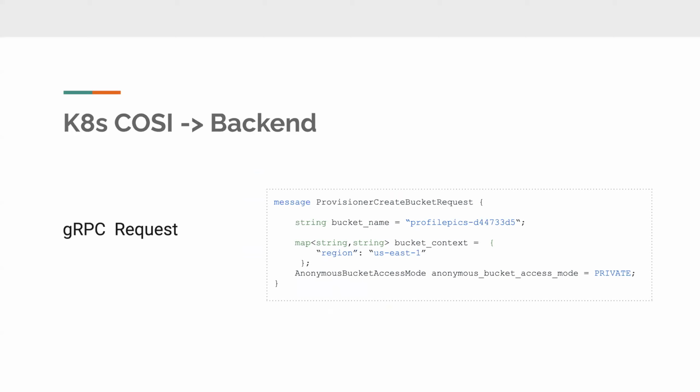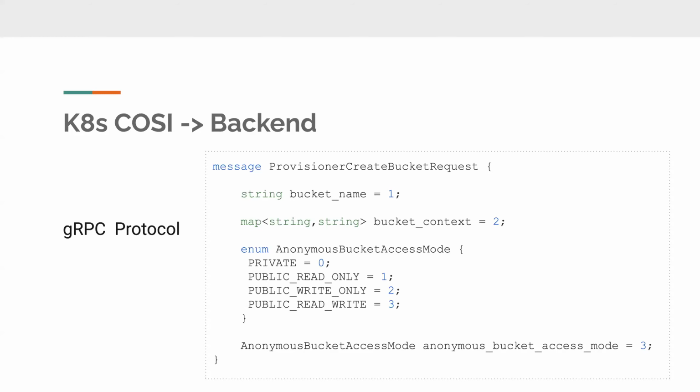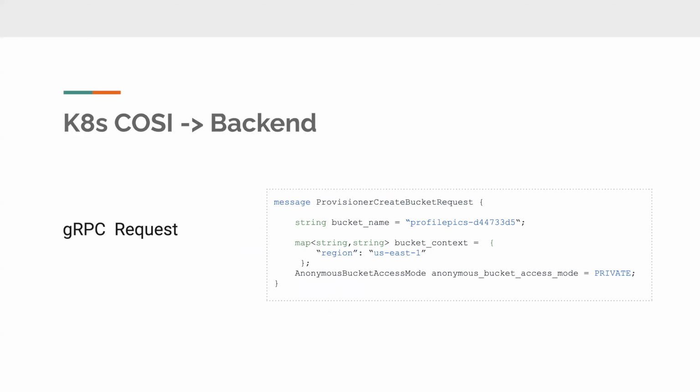Thank you. So for filling in these fields for the example we just showed, the bucket name is the auto-generated one, profile pics dash UUID. Bucket context, parameters, region US East 1. And then the anonymous bucket access mode set to private, which is what we wanted in the bucket object.